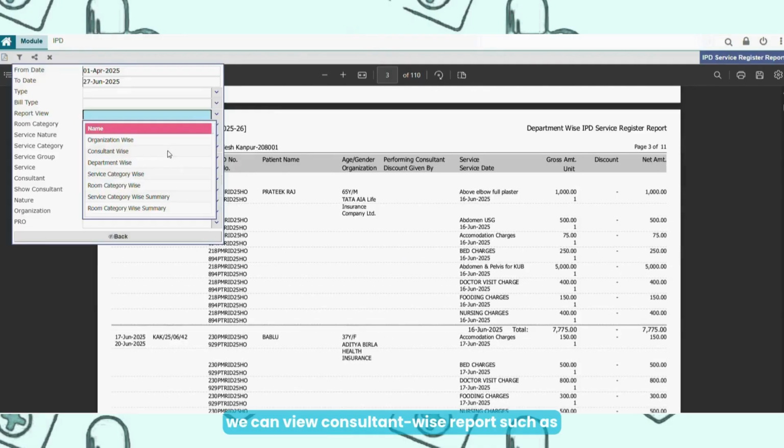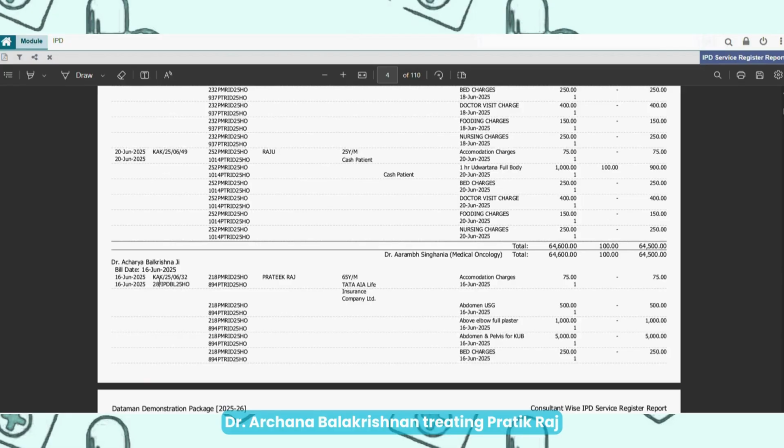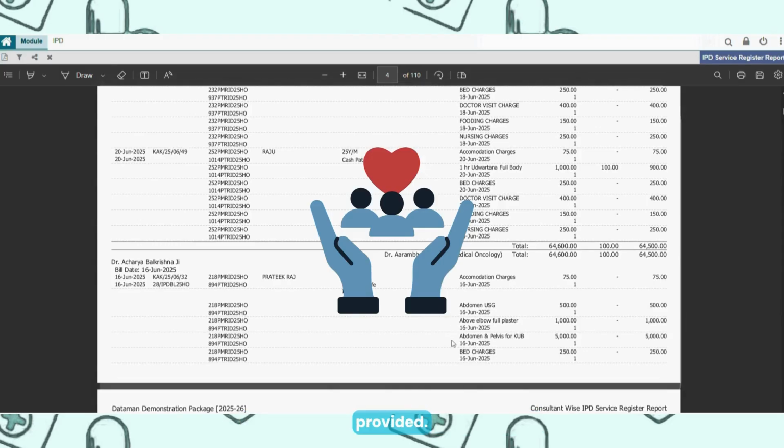Similarly, we can view a consultant-wise report, such as Dr. Aram Singhania treating Astoch, or Dr. Archana Balakrishnan treating Pratik Raj, along with the cost and type of services provided.